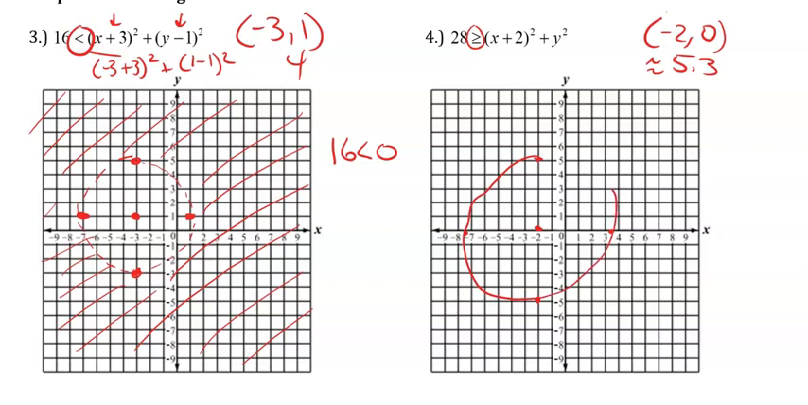Now, once again, you can pick any point you want. I know the center point will make both of them zeros, which is kind of cool. So I'm going to go over and just use the center point. So that's going to be 28 is greater than or equal to, and that gives me 0 squared plus 0 squared, which is just 0. Is 28 greater than 0 or equal to 0? Is 28 greater than 0?